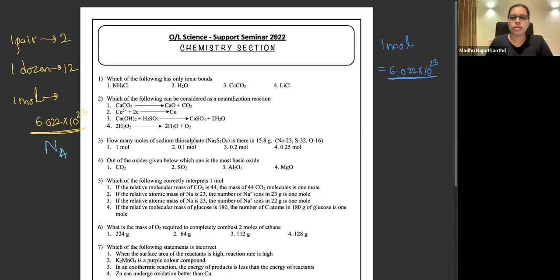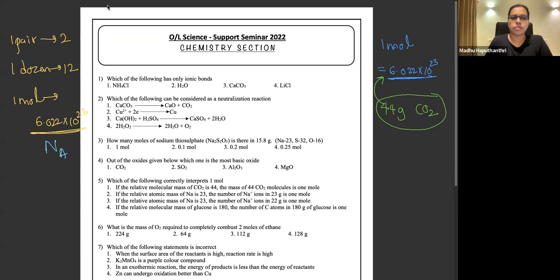If I have given the statement like this, if you take 44 grams of CO2, inside this 44 grams of CO2, you will get 1 mole of CO2 molecules. That means Avogadro number of CO2 molecules. But here I have given it in a wrong way. Mass of 44 CO2 molecules is 1 mole. No. If you take 44 grams of CO2, inside that mass you have 1 mole. Understand the statement carefully.